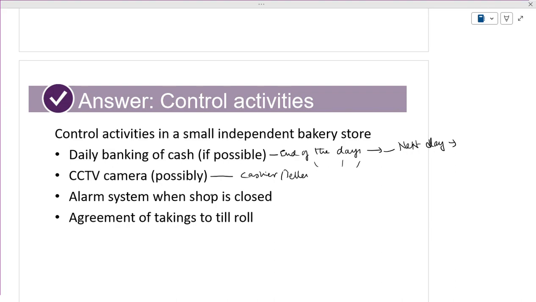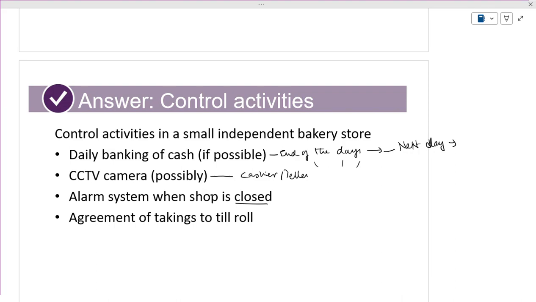Means you should have an alarm system when the shop is closed. You have it in the car, nowadays people have that. We customize the things. The moment somebody is opening the car, immediately it will give you a sound. Likewise, there should be an alarm system when the shop is closed.